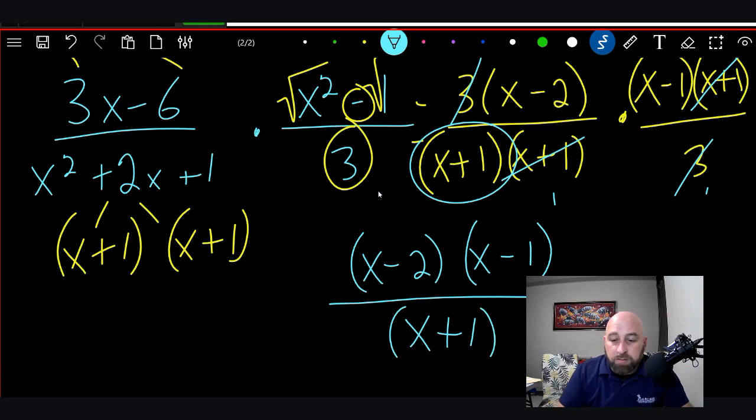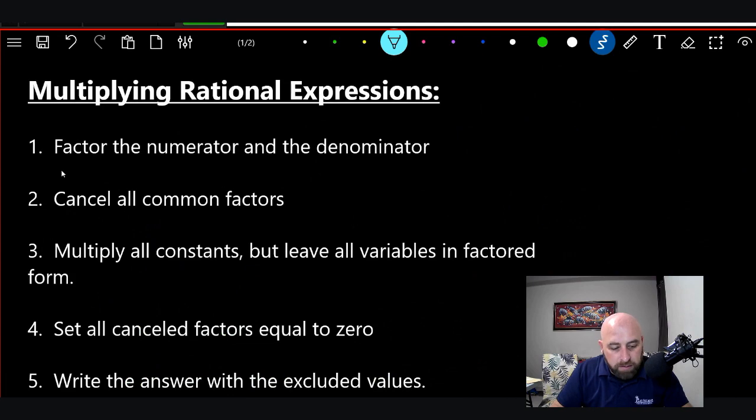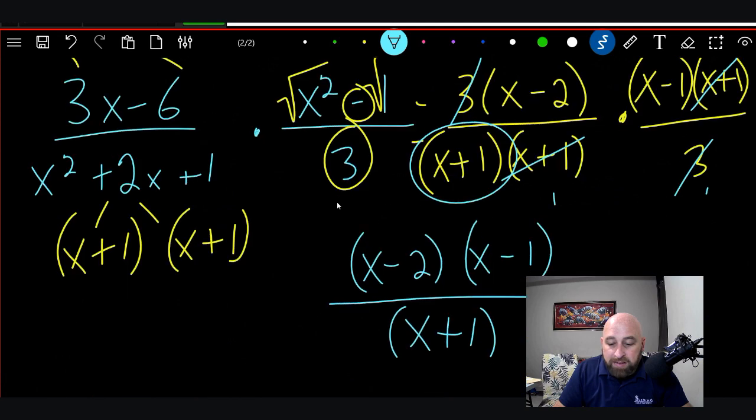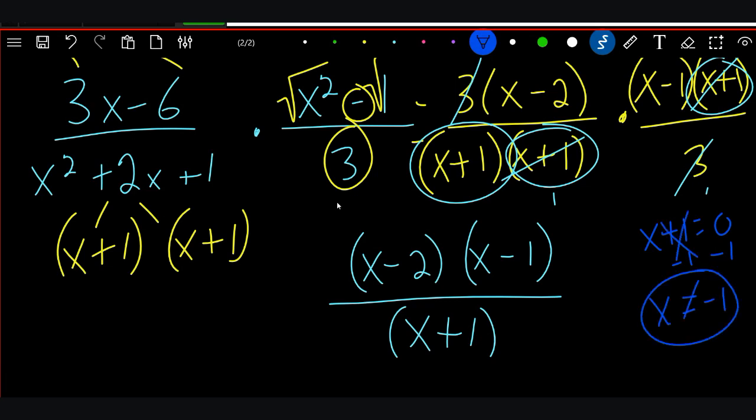Okay? Now, don't forget, before you're done, let's go back up to our steps. Set all canceled factors equal to 0. Well, we had a canceled factor here. The x plus 1 and the x plus 1. We need to set that equal to 0. So we're going to say x plus 1 equals 0. Move the 1 to the other side, and we're going to get x cannot equal negative 1. That is also part of our answer. So x cannot equal negative 1, and x minus 2, x minus 1 over x plus 1.